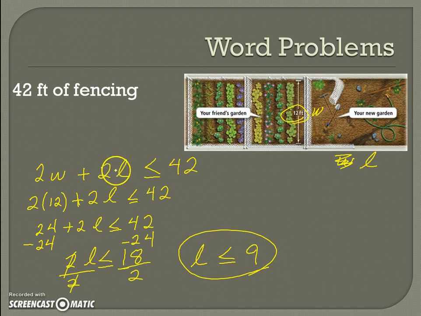What is the possible length? It could be up to 9, but any value lower than that. You could have lengths that are 8, 7, 7.5, whatever you want. But this is a set of numbers, and again, it was asking for the possible lengths. That's why it has to be an inequality.